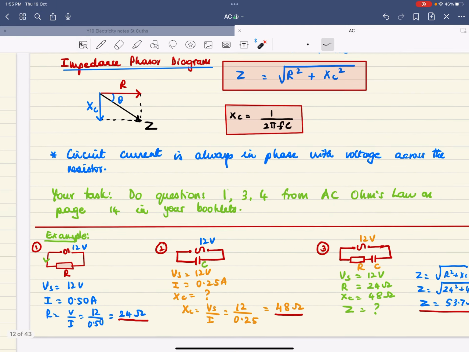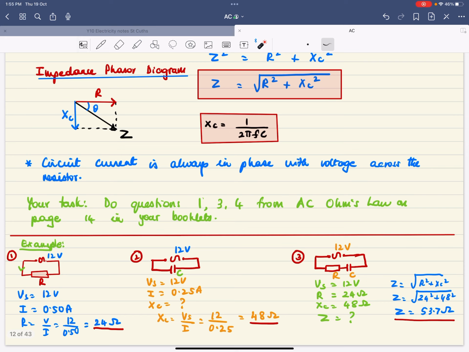Now here's an example. So I've got, first of all, to find the value of R and XC and then the combined effect. So this is an AC circuit with just a pure resistor. I've been given the value of the supply voltage and current. I've used Ohm's law, and I've got the resistance. Next step, the capacitor, the size of the current is given. So I've got to find out XC, which is Vs over I, and I get the value for the reactance of the capacitor.